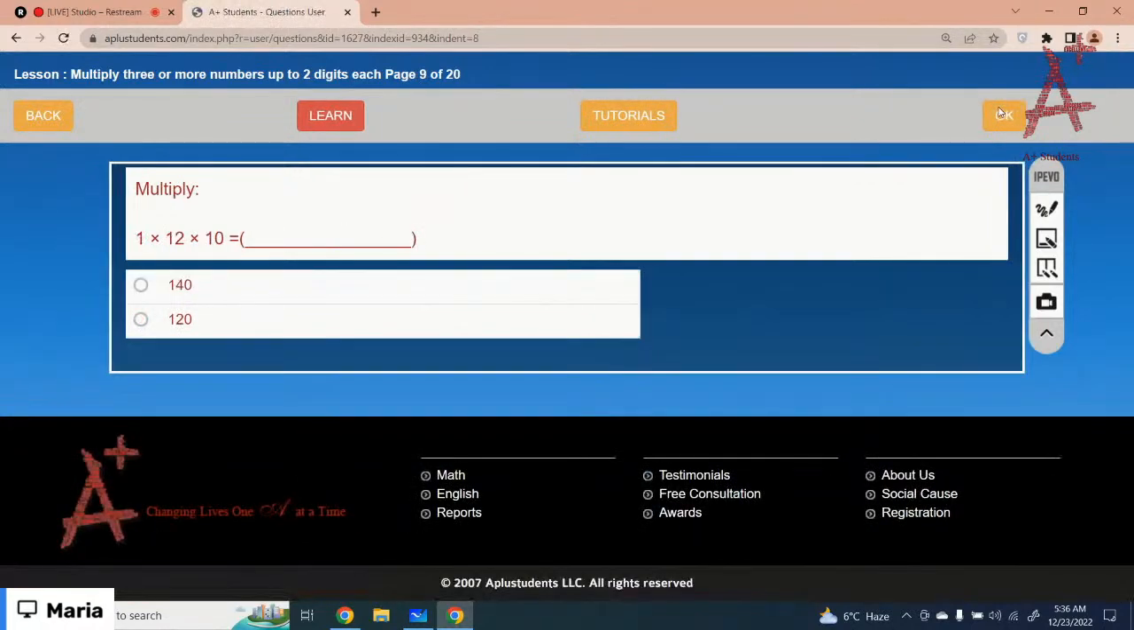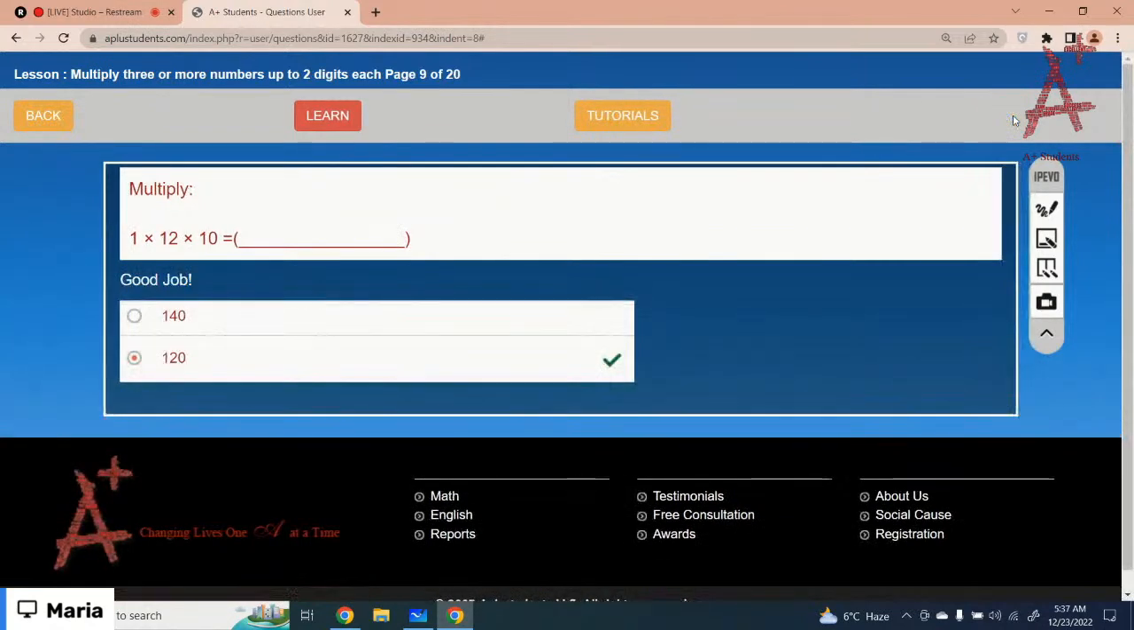Okay, the next one is 1 times 10 times 12. So which is the correct option? 12 times 1 is 12 and 12 times 10 is 120. Got it? So the correct option is 120. So just select the correct option then click on the OK button.